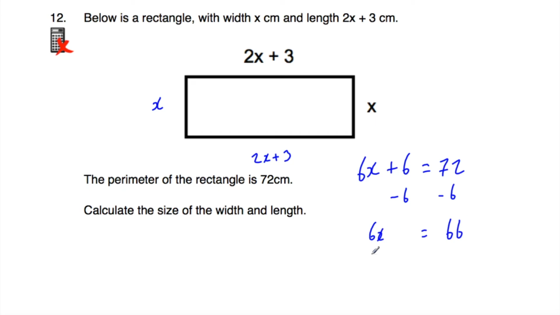Now let's divide both sides by 6. So if we divide by 6 and divide by 6, we can find x. So x would be equal to 66 divided by 6 is 11. So that means that x is equal to 11. So that means the width of this rectangle is equal to 11 centimetres. And it means the length of it, well, that's 2x plus 3, so 2 times 11 is 22, plus 3 would be 25.